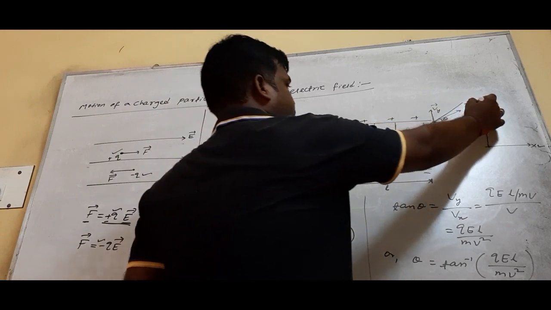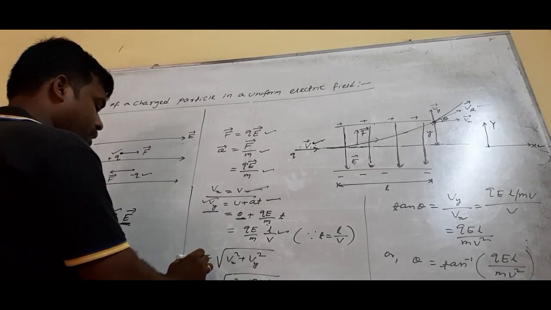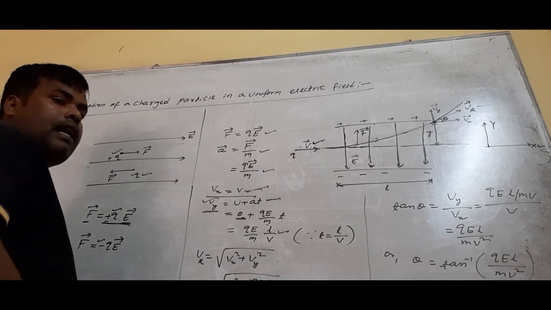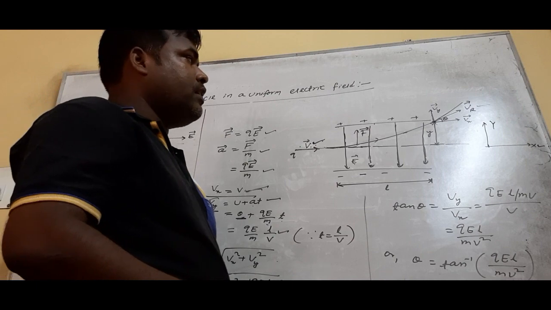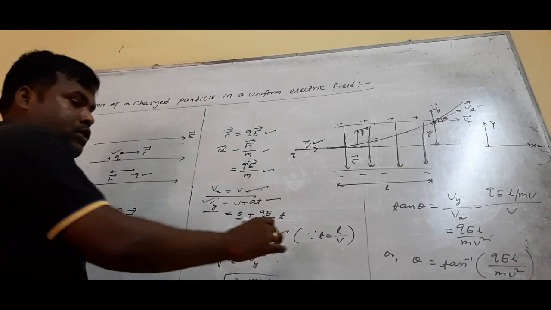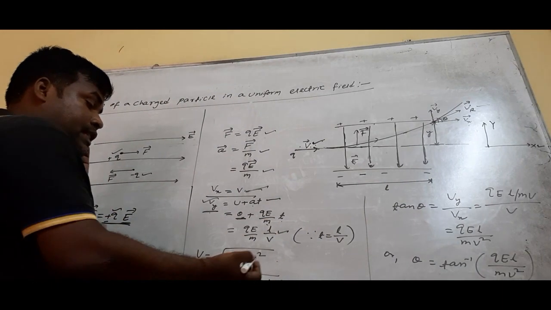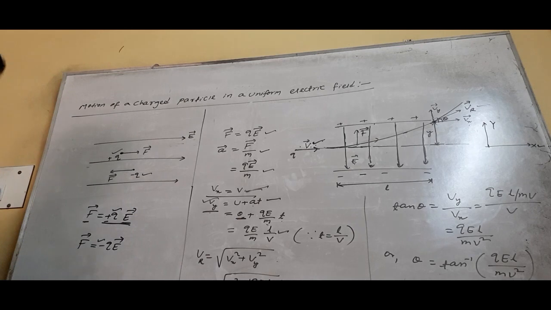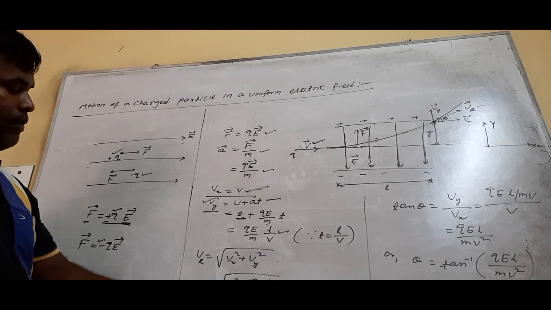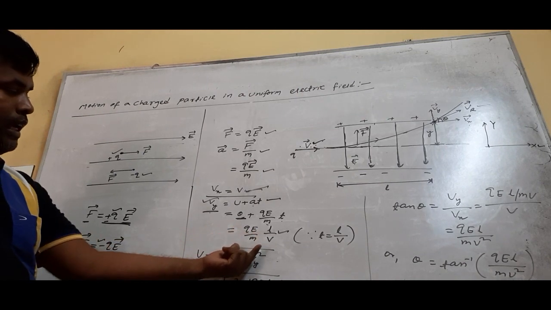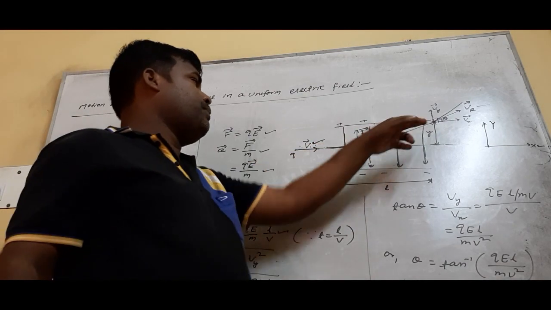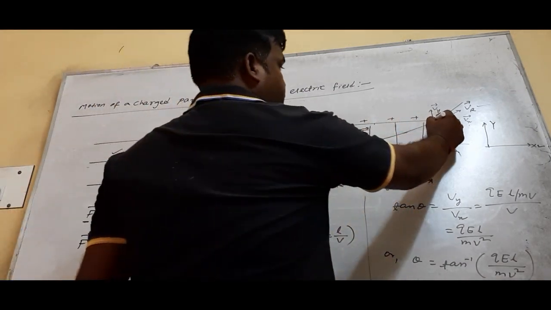What is the resultant velocity here? Let it be Vr. Vr is equal to root over of Vx square plus Vy square, applying the law of vector addition. Here the angle between Vx and Vy is 90, so the third term, 2 Vx Vy cos 90, is 0. So it is Vx square plus Vy square. Vx is V and Vy is this. So it will be root over of V square plus QEL by mv whole square. So it is the resultant velocity at this point. Let this point be P.